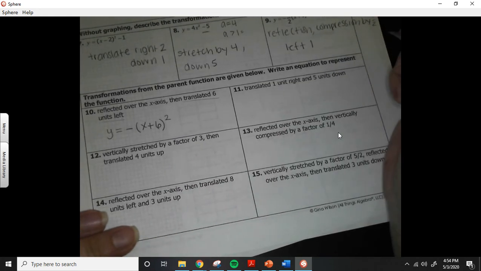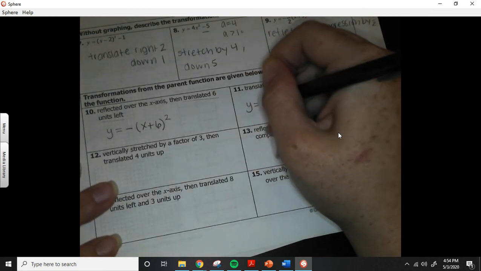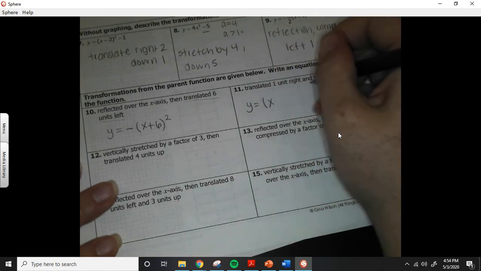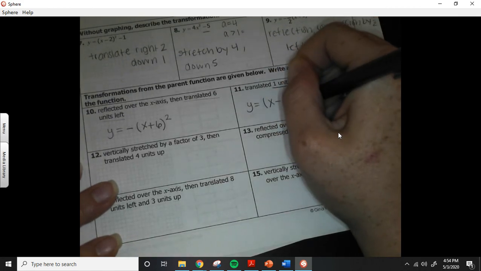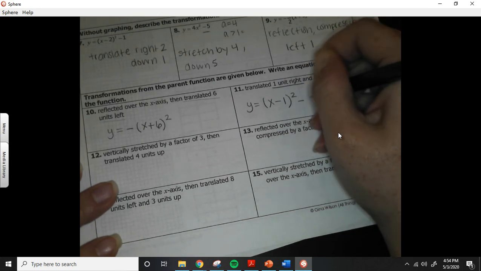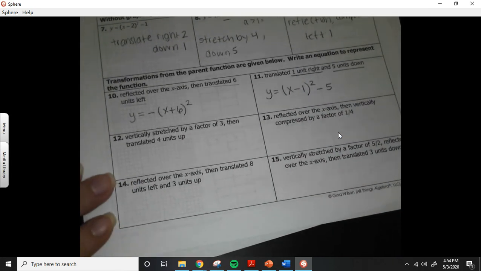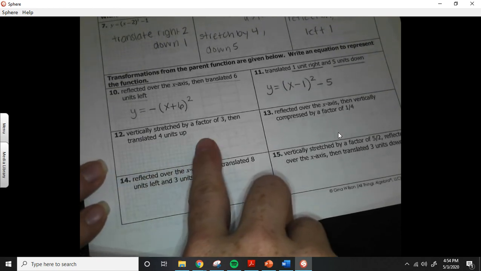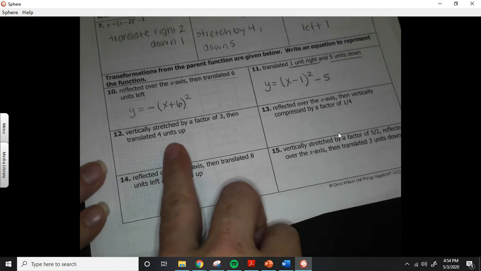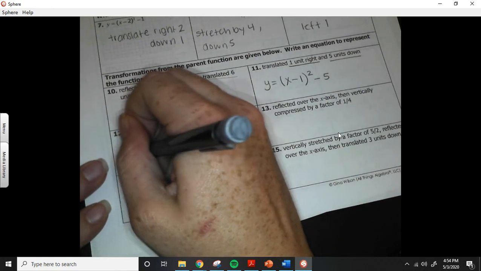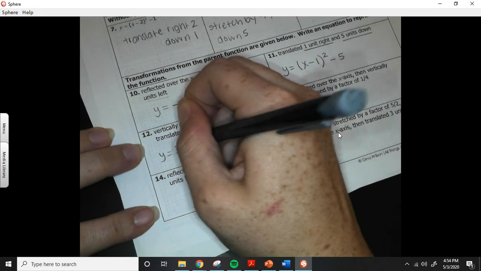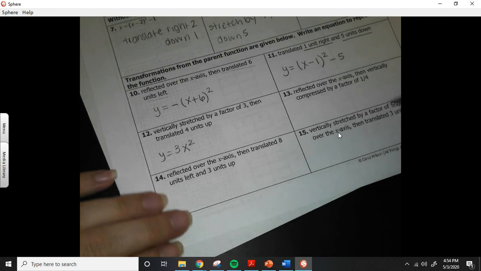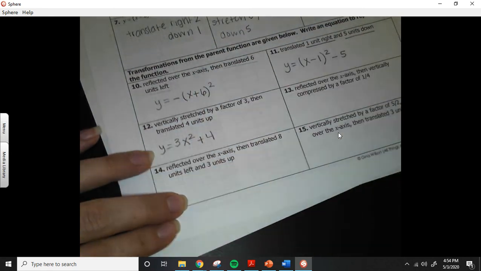Okay, number 11, it's 1 right, 5 down. So we need y equals parentheses because there's no stretch, compression, or reflection. So x, 1 unit right means -1, and 5 down means -5 at the end. Okay, we have a vertical stretch but no reflection. And then we have no horizontal movement, so we don't need parentheses in number 12. Okay, so we have y equals 3 x squared because there's no horizontal, so no parentheses. Then translated 4 units up, all it means is +4.